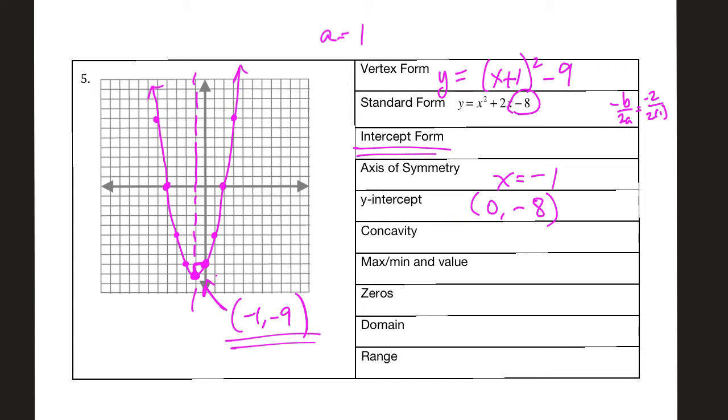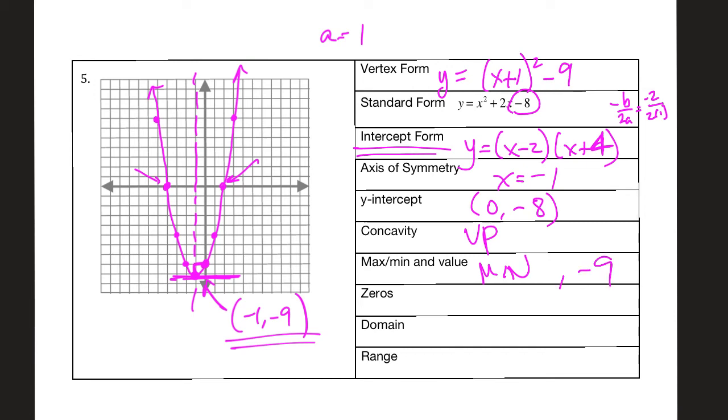And now in intercept form, I can see that I have a 0 here at 2, and I have another 0 here at -4. So there is intercept form. That's a 4, not a 9. This is concave up. This one has a minimum. That minimum value, the lowest point here, is -9.